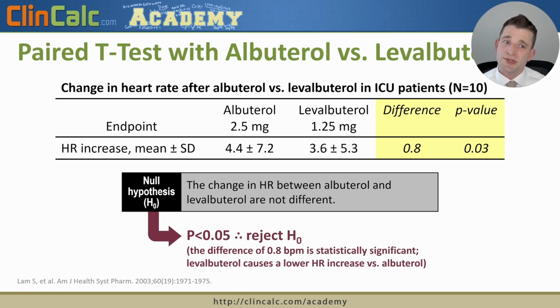But clinically, if you just think about it, even though we see a statistically significant difference, a difference in heart rate of 0.8 is clinically insignificant. So this is a great example of a statistically significant difference that is not clinically significant, because that small difference of 0.8 is not going to make a difference to a clinician or to a patient receiving albuterol or levalbuterol.